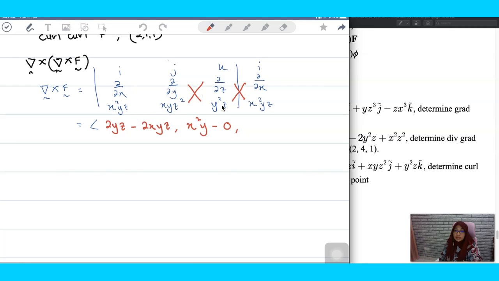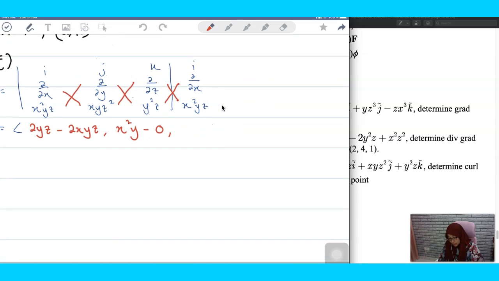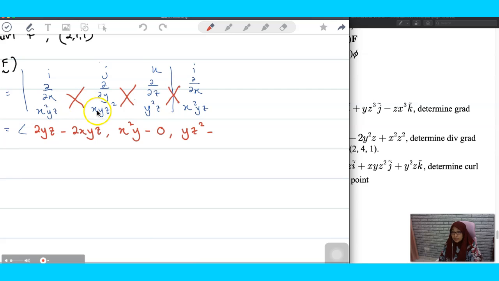Okay, so that is for the y component, and we go to the k component, so i cross j. This will give you yz square, because you have to differentiate this with respect to x, minus, you have to differentiate this with respect to y, so zx squared. And that is the first answer.